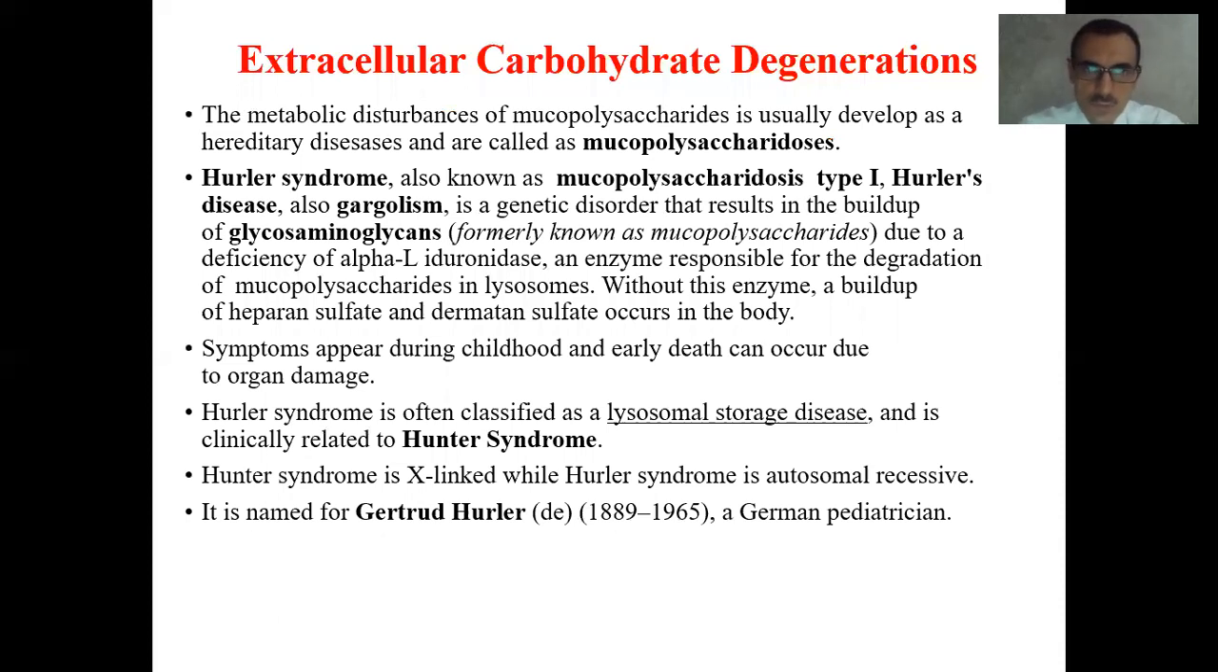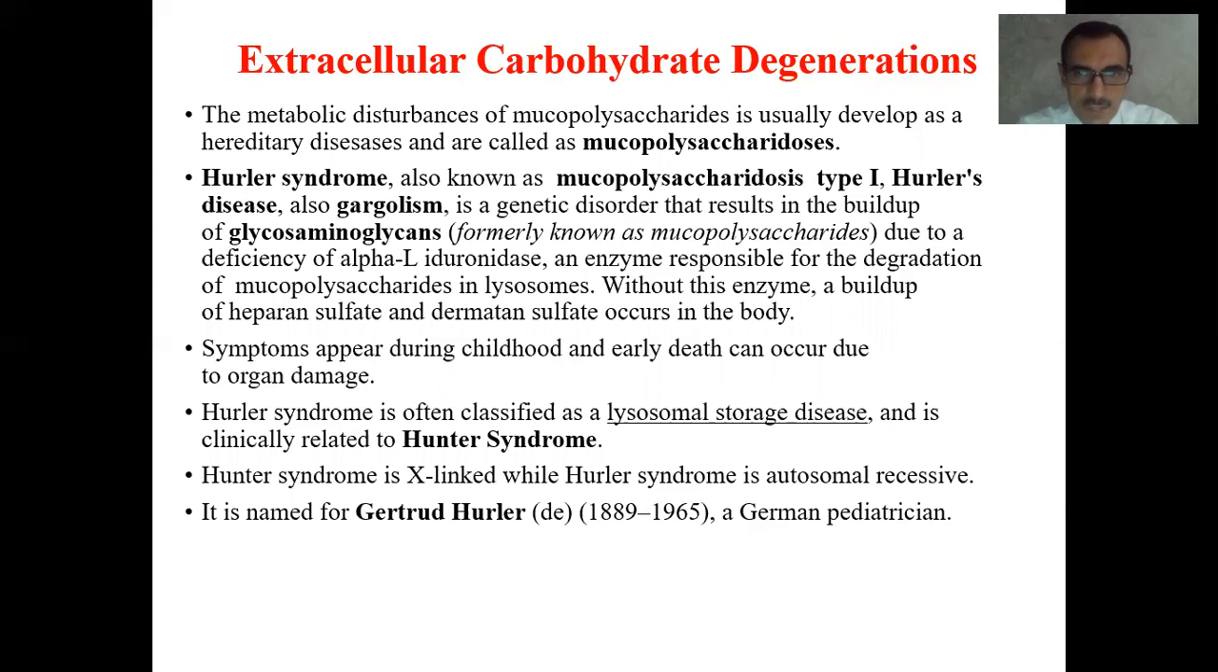The metabolic disturbances of mucopolysaccharides usually develop as hereditary diseases and are called mucopolysaccharidoses. Hurler syndrome, also known as mucopolysaccharidosis type 1, Hurler's disease, or gargoylism, is a genetic disorder that results in the buildup of glycosaminoglycans, formerly known as mucopolysaccharides, due to a deficiency of alpha-L-iduronidase, an enzyme responsible for the degradation of mucopolysaccharides in lysosomes.